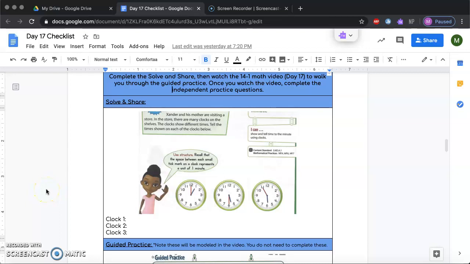Hello. So today we are starting day 17 of math, and we are going to be starting a new topic or unit. So we're starting topic 14. So today what we're going to be working on is I can show and tell time to the minute using clocks. So we're going to be doing a little bit of review of time, which is going to help us with what we're going to be working on the next couple of days.